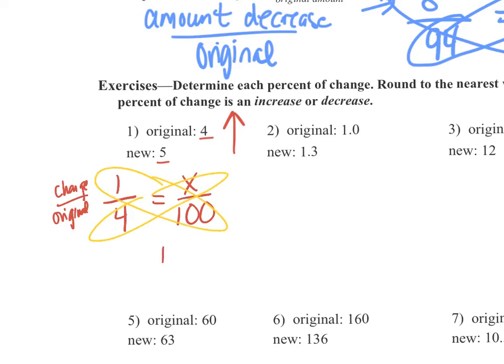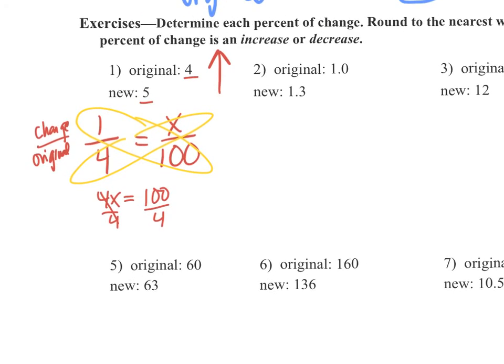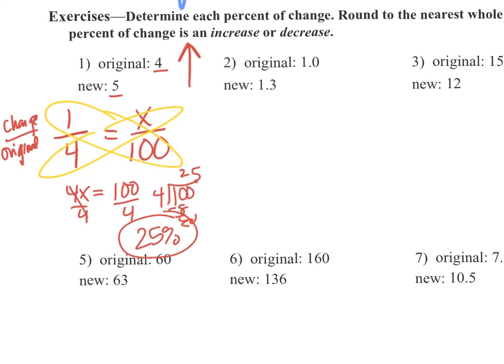And then what do we do? Cross multiply. So we've got 100 equals 4x is technically what you end up with. But you guys are good at multiplying and dividing by now. So 100 divided by 4. I used to think 2 times 2 was 4. Guess what? 25.